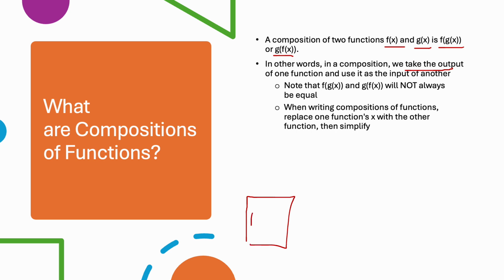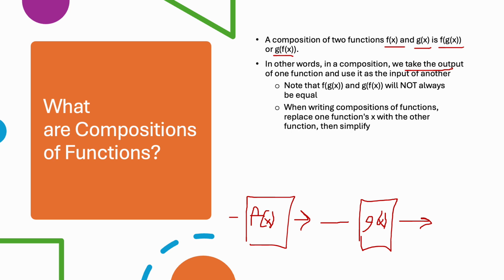If this is our machine, f of x, and we put something through here, the idea of a composition of functions is that this output of f of x is going to be immediately used as the input for g of x. And when you have two functions and you're trying to compose them, we just replace one of the functions' x's with the other function and then simplify.